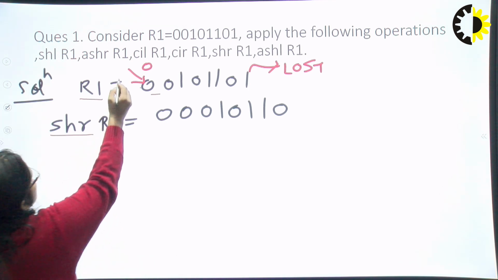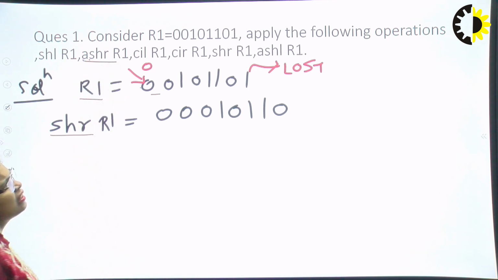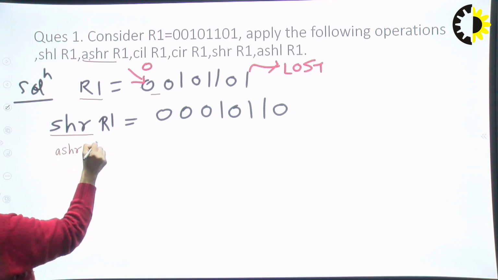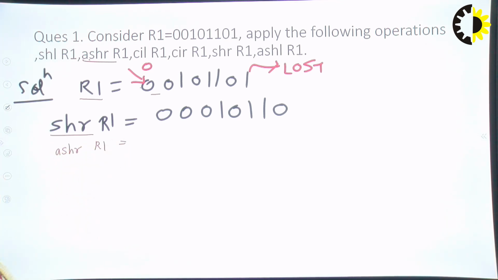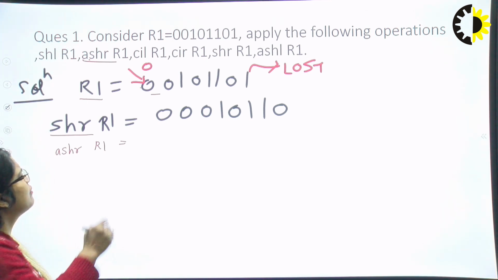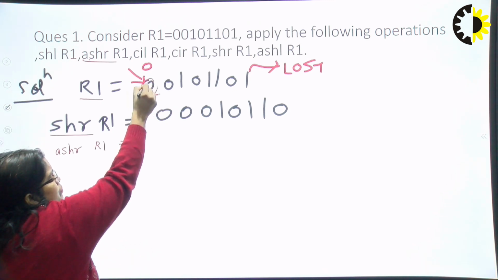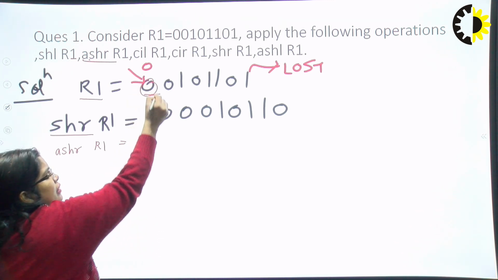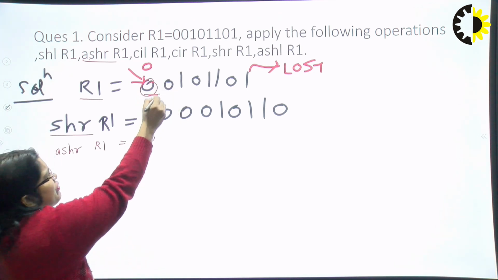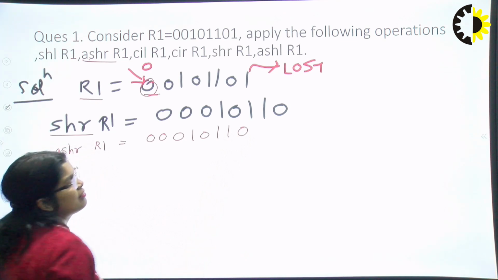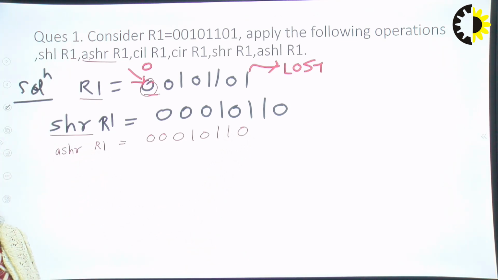The next operation is ASHR R1, arithmetic shift right. What does ASHR R1 mean? Including the first bit, you write it here and shift the remaining bits, 0, 0, 1, 0, 1, 1 and 0. The last LSB will be lost.